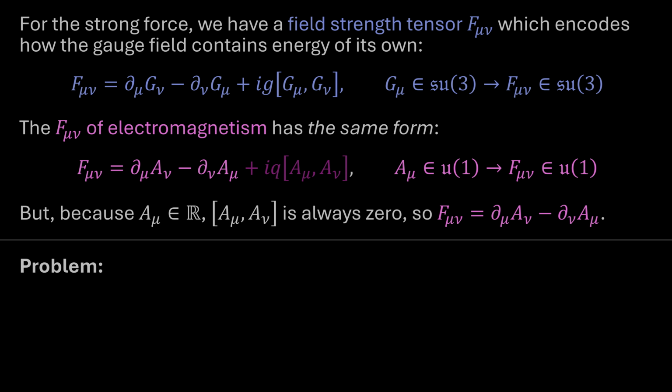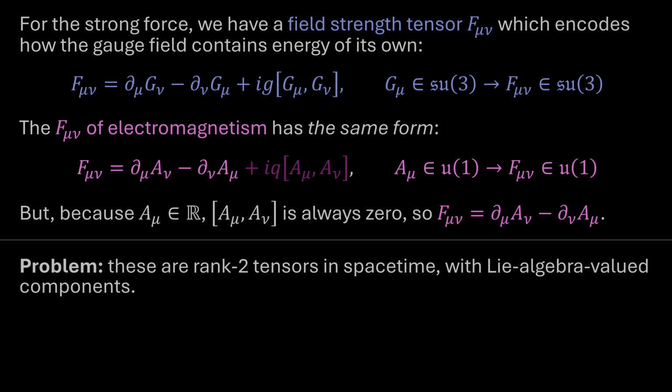But there's a problem. The field strength tensor is a rank 2 tensor in spacetime, right? Because it's mu nu, you can write it as a 4x4 array of numbers for each possibility of mu and nu. And moreover, the individual spacetime components of the field strength tensor are Lie algebra valued objects. For the electromagnetic field strength tensor, that just means they're real numbers, but for the field strength tensor of QCD, that means they're SU3 matrices. And the problem is that when we're writing a term in our Lagrangian, we need real scalars. Not these rank 2 tensors with the Lie algebra valued components. No, we need some real scalars. That's what you make a Lagrangian out of.